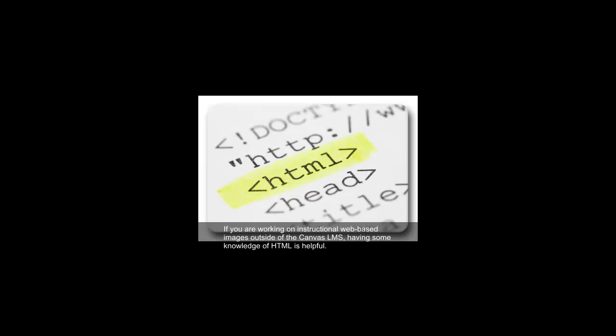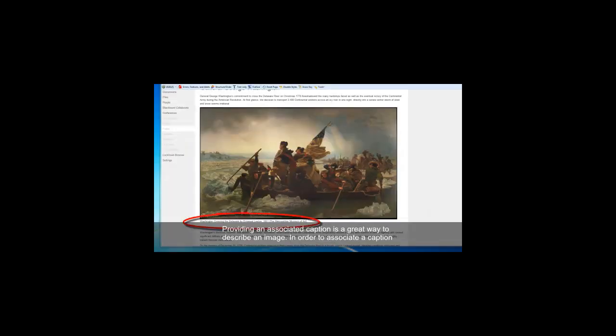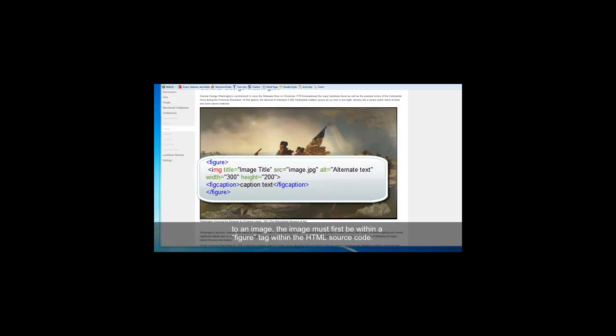If you are working on instructional web-based images outside the Canvas LMS, having some knowledge of HTML is very helpful. Providing an associated caption is a great way to describe an image. In order to associate a caption to an image, the image must first be within a figure tag within the HTML source code. A figcaption can then be placed under the image tag and above the closing figure tag.